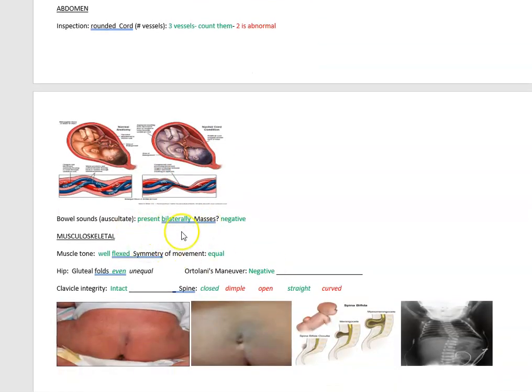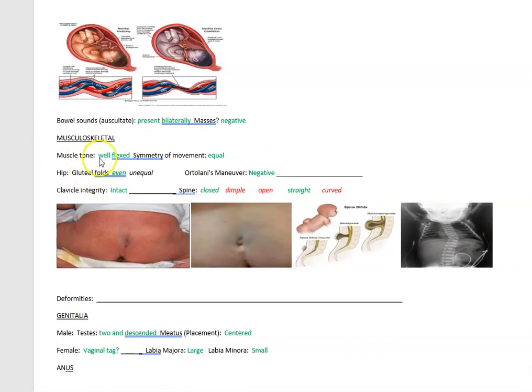You want to listen to bowel sounds, make sure that they're present bilaterally and there's no masses. Musculoskeletal, of course, we always talk about we want a well-flexed baby. We don't want a limp baby, and we want that movement to be symmetric. The gluteal folds, which are the buttock folds, should be equal. If they're unequal, that can cause pause for concern. It can tell us that we could have a congenital hip dysplasia.